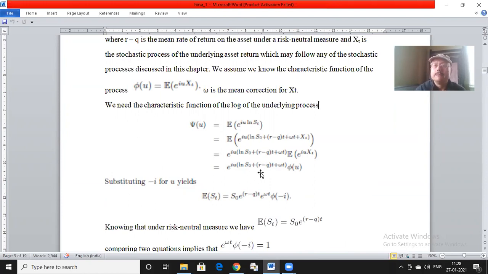I substitute minus i for u. So again, the same question, is it well defined? And this has been checked, that you can insert complex arguments inside characteristic functions. So if I substitute minus i in place of u, what I will get is expectation of S_T equal to this thing. So it becomes S_0 e to the power (r minus q)t, e to the power omega t, phi of minus i. So is this okay? Is this clear?